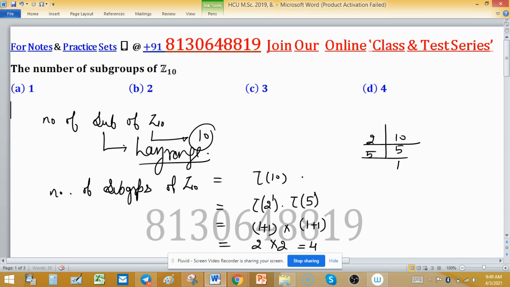The tau function also gives the number of divisors. Since the order of the subgroup will divide the order of the group, somehow we are related to finding divisors. So option D is correct.